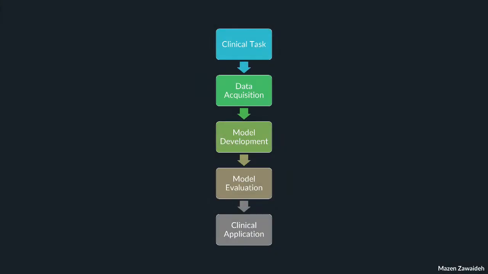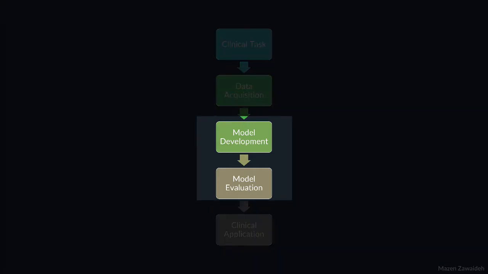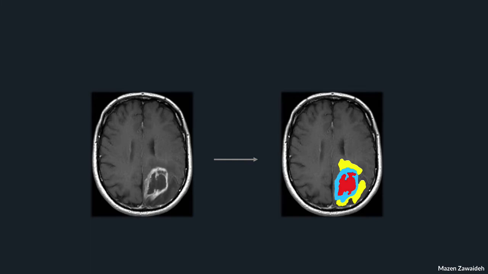As a reminder, here's our general workflow during a machine learning experiment. Once we've decided the clinical task of interest and collected and labeled our data, NiftyNet will help us execute the model development and evaluation stage. At the end, our goal is something of this sort: inputting an image and outputting some clinically valuable information. In this illustrative case, a segmentation of the necrotic core, enhancing tissue, and edema in a glioblastoma.